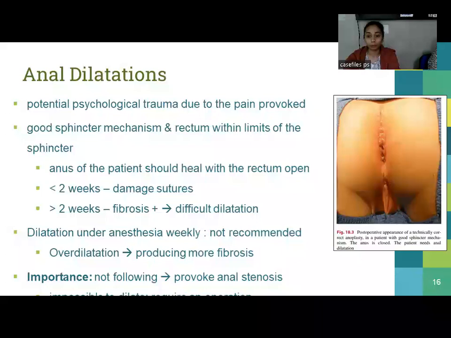This is a picture of a post-operative appearance of a correct anoplasty that has been done in a patient with a good sphincter mechanism. The anus is closed and anal dilatation is definitely indicated. Another protocol that was followed was dilatation under anesthesia weekly, but it is not usually recommended because we tend to do overdilatation, which produces even further fibrosis. The importance of anal dilatation is that if it is not followed, it provokes anal stenosis.